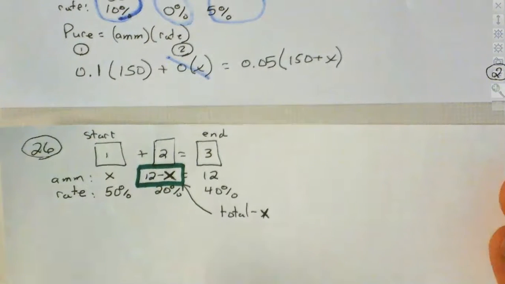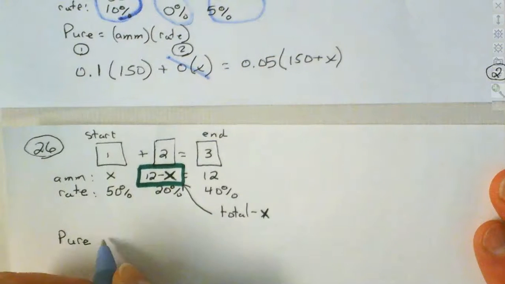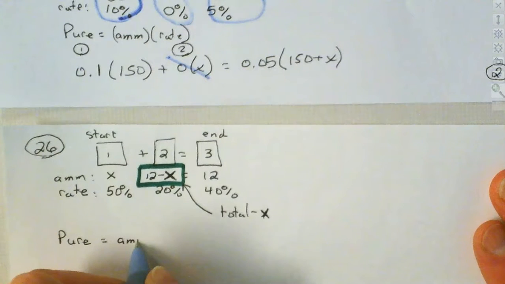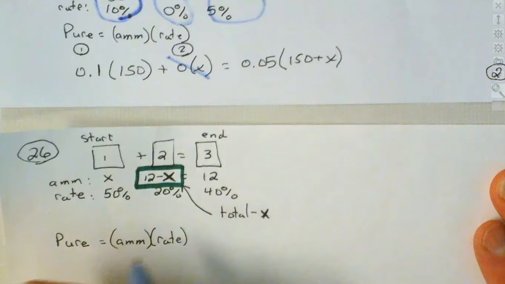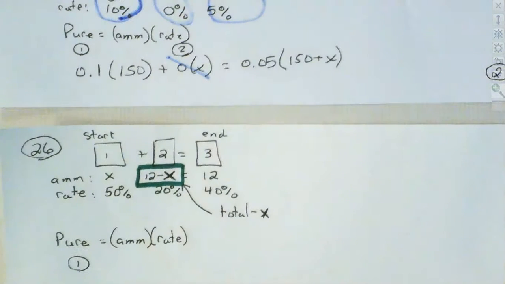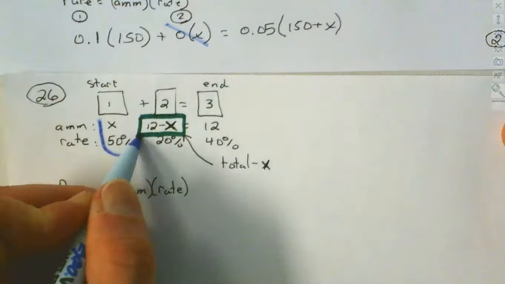Now we're going to build our equation. So let's try to get this equation. And what about the pure? Pure is the amount times the percentage rate. Okay, so we're not going to, again, solve these because students struggle more in the setup than they do solving it.